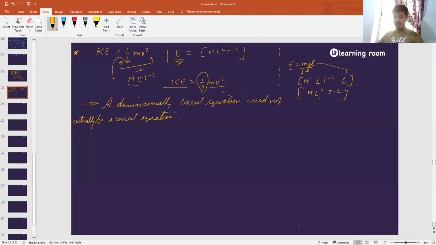Okay, but if an equation is dimensionally incorrect, dimensionally inconsistent, then it must be wrong.